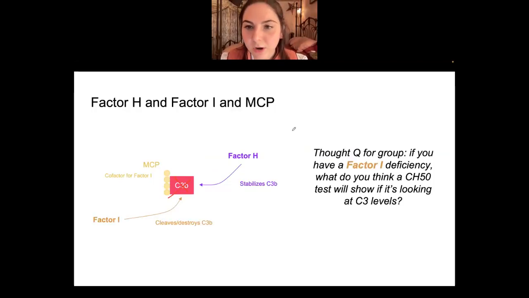My thought question for you guys, and you don't have to answer this, it's just something to think about: if you have a factor I deficiency, what do you think a CH50 test will show if you're looking at C3 levels? I'll give you a minute so you can draw it out. These things are really confusing.